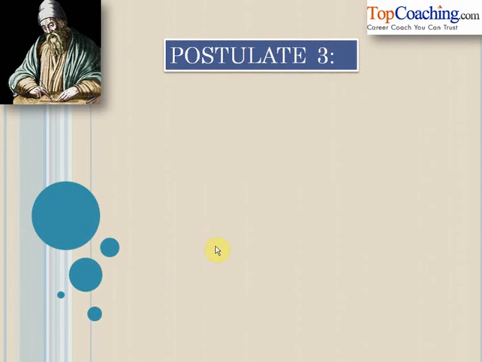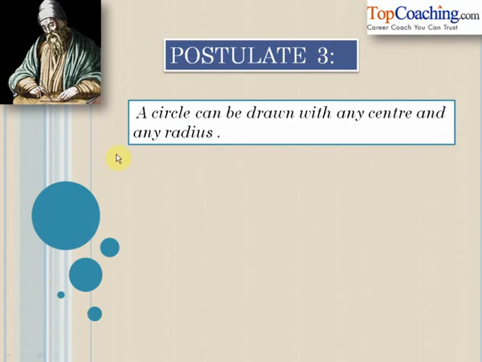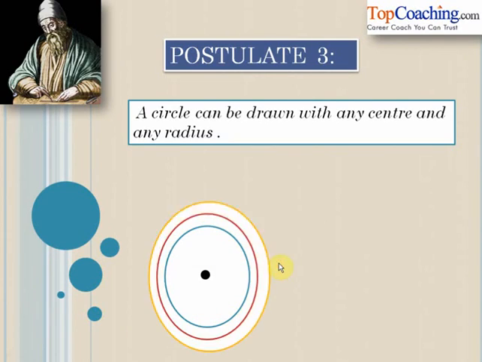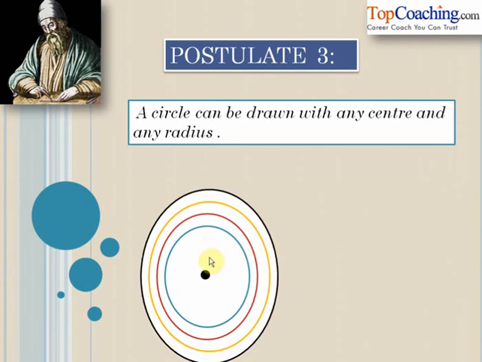Let's look at postulate number 3. Now what does this postulate say? It says that a circle can be drawn with any center and any radius. Let us say that we have a center. Now keeping this point as a center, we can have many such circles. Here the radius differs, and so this blue circle, red circle, yellow circle and this black circle can be drawn having the same common center, but the radii differ.